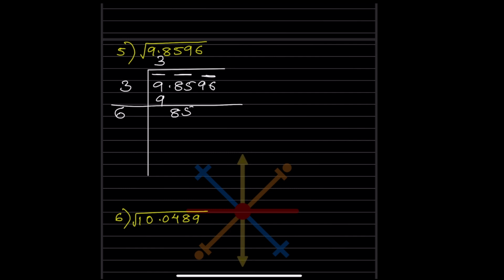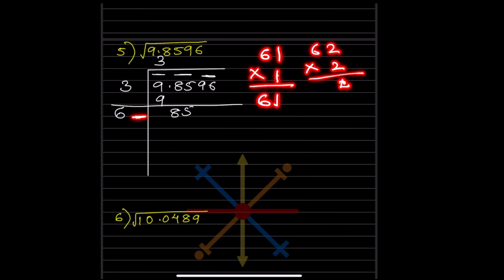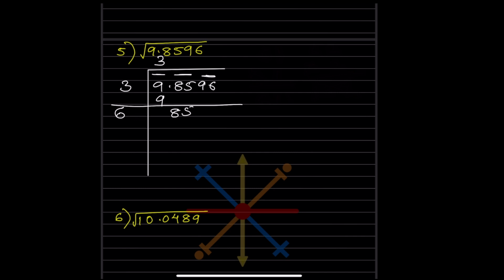So here we need one number over here. So now what will you do here? If we are taking 61 into 1, so that is going to be 61. 62 into 2, 124. So this is not possible. 61 ones are 61, because this is 85. So now this will be 24.